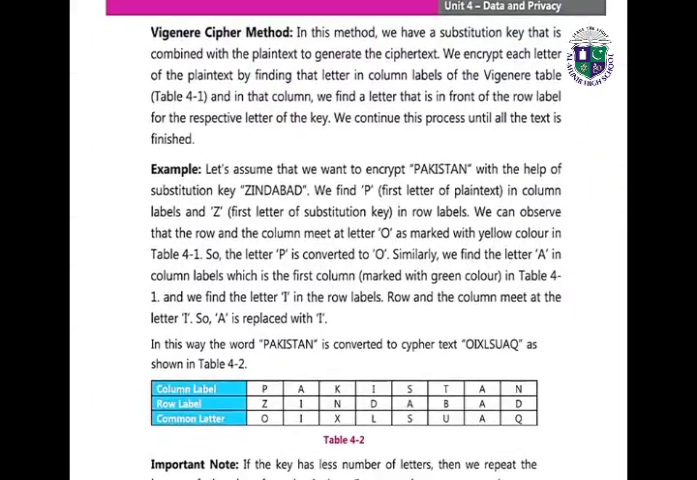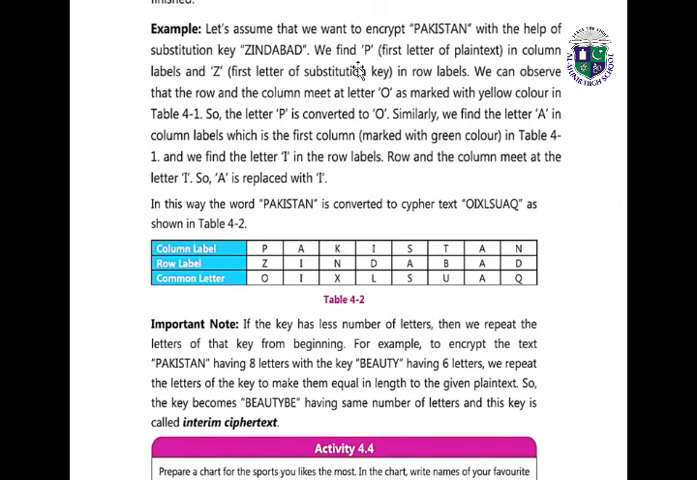According to the Vigenere method, we have a substitution key that is combined with the plain text to generate the cipher text. We encrypt each letter of the plain text by finding that letter in the column labels of the Vigenere table. So here we have an example. Let's assume that we want to encrypt Pakistan with the help of the substitution key Zindabad. We find P in the column labels and Z in the row labels. We can observe that the row and column meet at letter O. As marked with yellow color in Table 4.1, the letter P is converted to O.